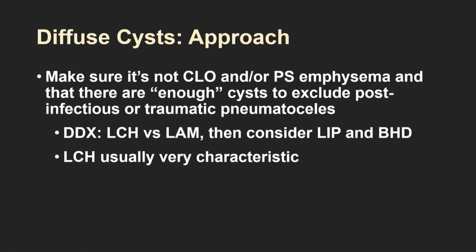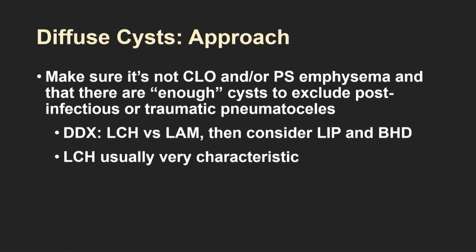So the way that I approach it is I first want to exclude LCH, right? LCH and LAM are 2 of the most common cystic lung diseases, but really the approach is to ask yourself first and foremost, is this LCH, Langerhans cell histiocytosis? Why is that? It's because it looks so different from the other cystic lung diseases. And I'll show you a bunch of examples in just a bit.